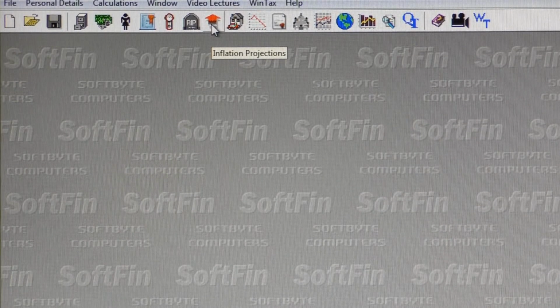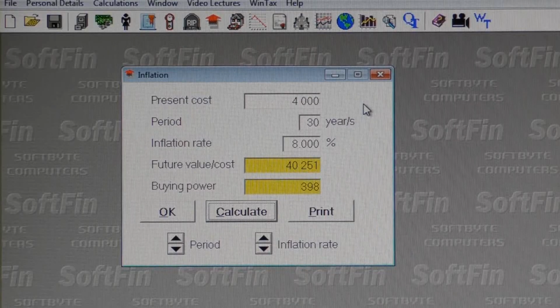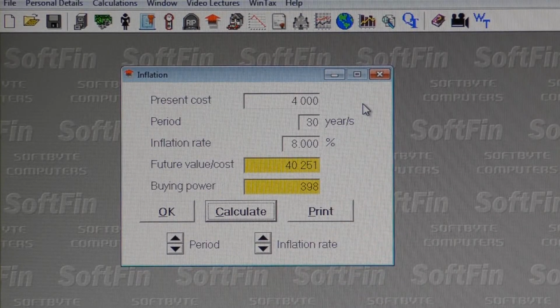SoftFin also provides a simple inflation projections or forward cost projection calculator. In this example, we show a cost of 4,000 Rand a month needed for food today would mean that with 8% inflation, it would cost over 40,000 Rand a month in 30 years' time. The spin buttons allow us to change the period and the inflation rate.